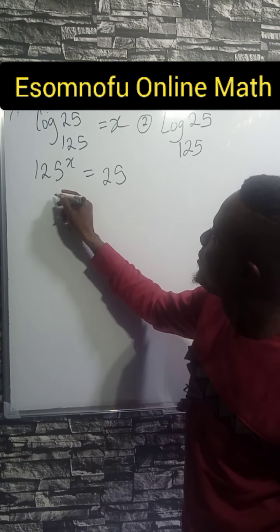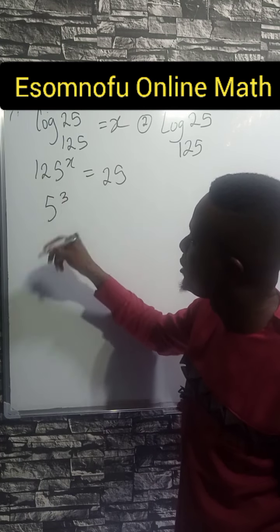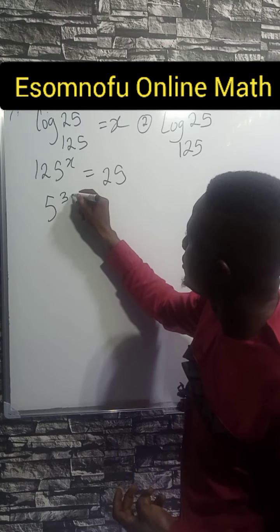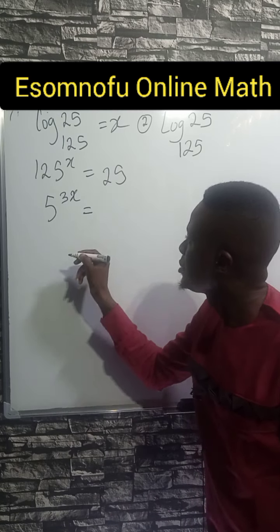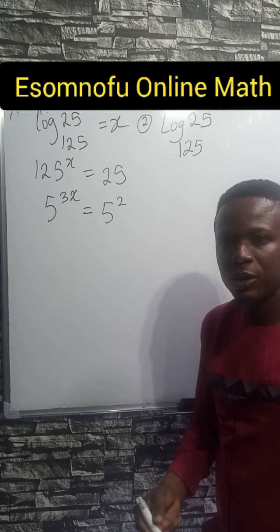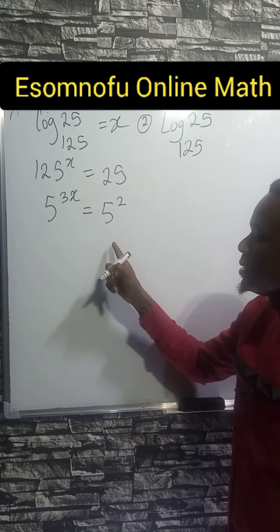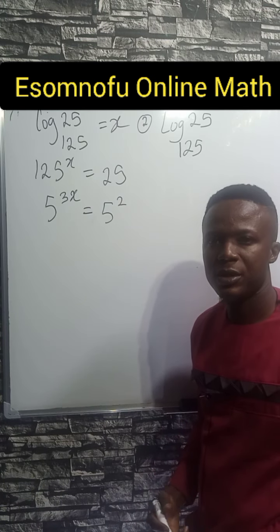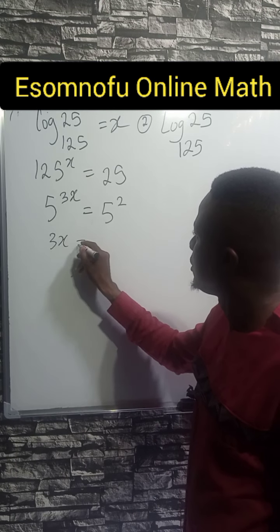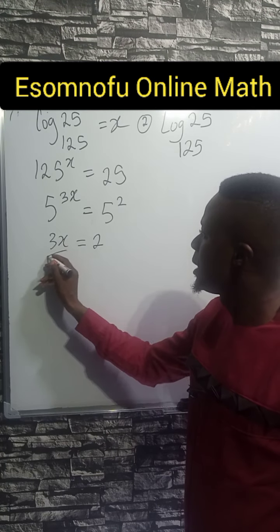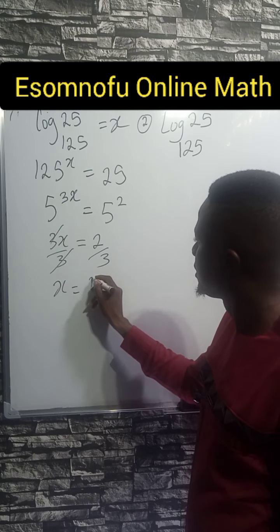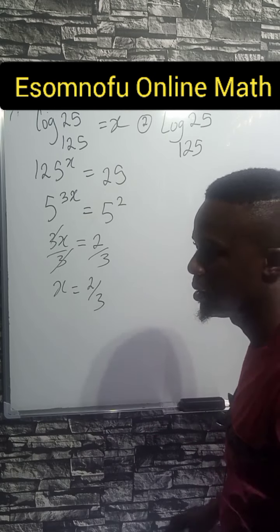So 125 can be seen as 5 to the power of 3, because 5 times 5 times 5 in 3 places will give us 125. Then you still write your x equals 25 can be seen as 5 power 2, because 5 power 2 will give us 25. The bases are the same thing, automatically the powers are supposed to be the same thing, so you can equate the powers. You shall now have 3x is equivalent to 2, so to get x, divide both sides by 3, and when you do that, x is giving you 2 all over 3.